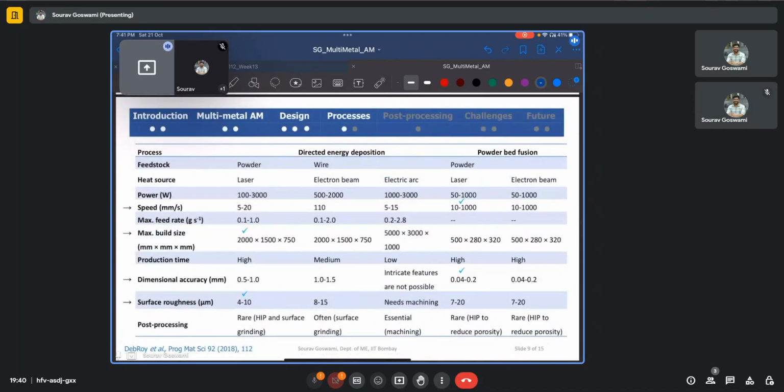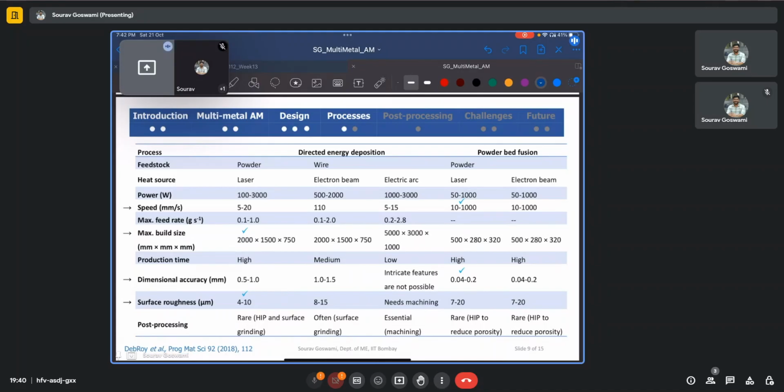So among the processes commonly used for multi-metal additive manufacturing, there is directed energy deposition, in terms of using the powder feedstock with a laser heat source, or a wire feedstock with electron beam and electric arc heat source, compared to powder bed fusion using the powder as feedstock, with laser and electron beams as the energy sources. And in terms of the speed, we see that the powder bed fusion is better.